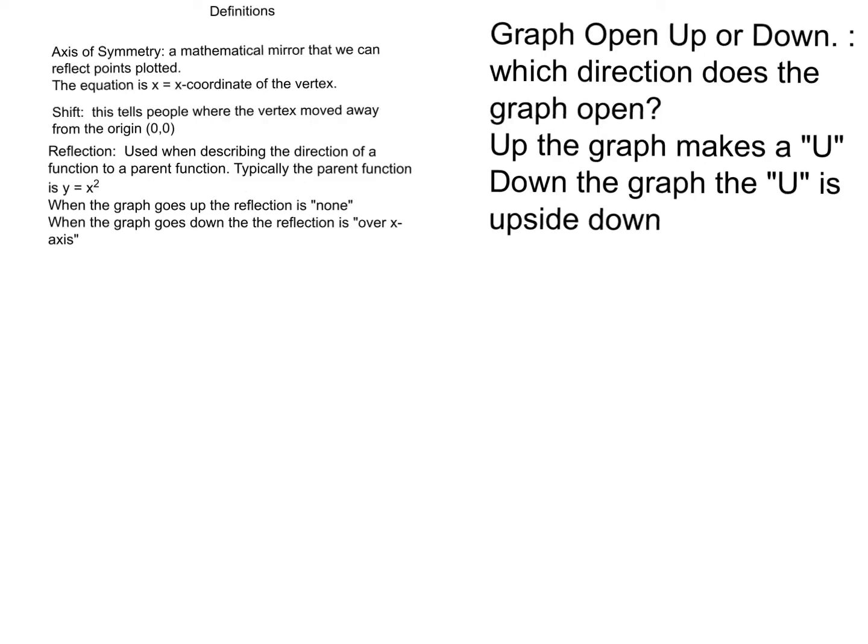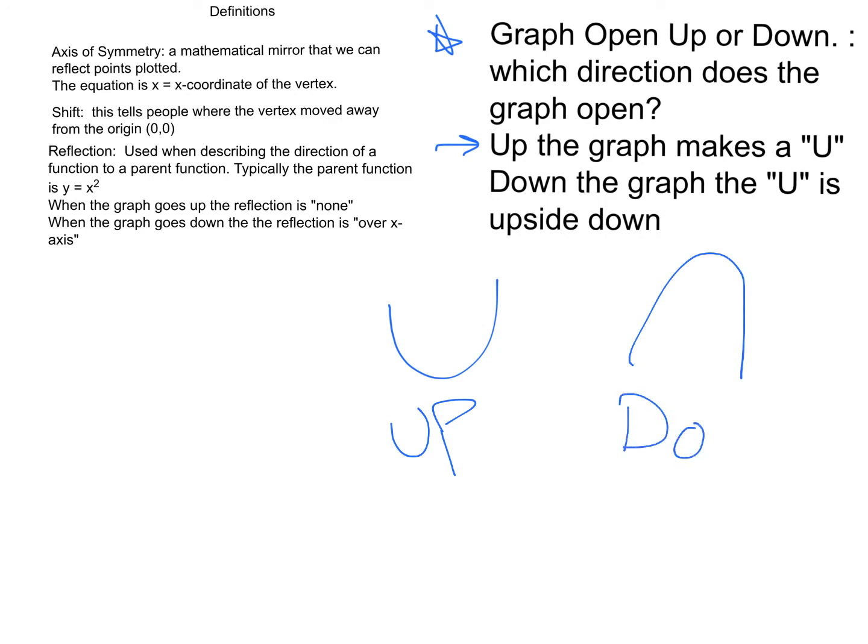New feature with a parabola that we haven't seen before is whether the graph opens up or down. If the graph opens up, then it's making a U shape. If the graph opens down, it's an upside down U. So U is for up, and an upside down U, so it'll probably look like that. That's when it's going down.